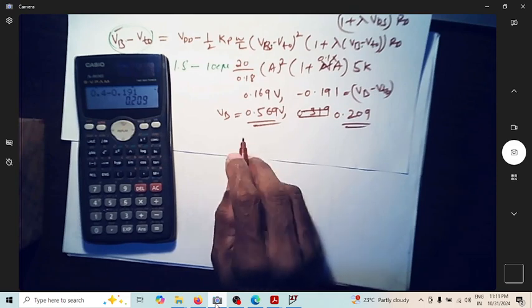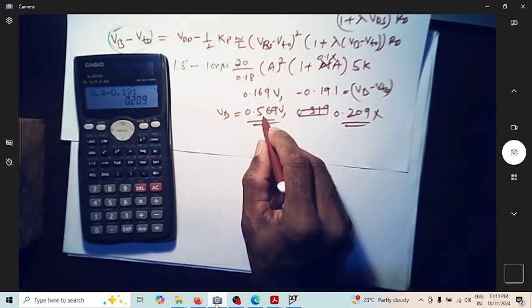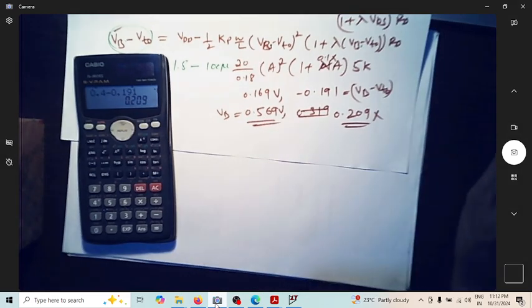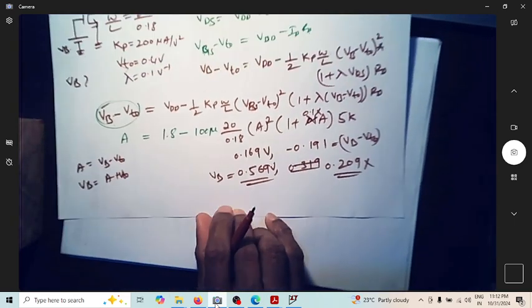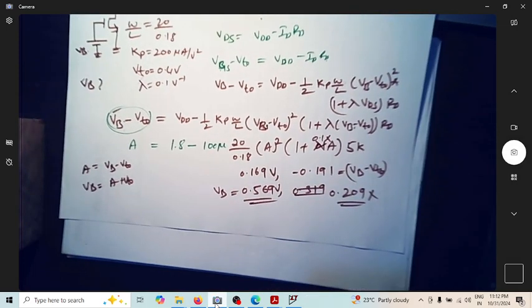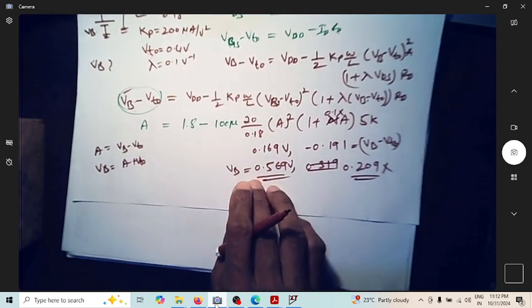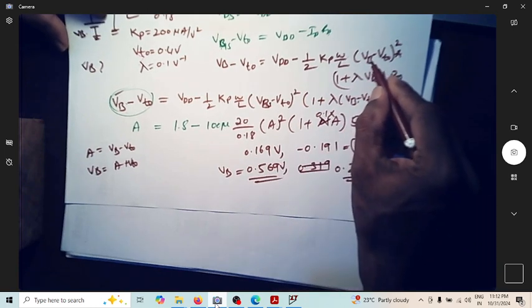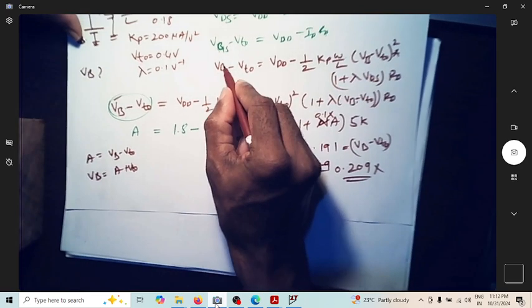Now since these are the two possible values, this cannot be the answer, so we are supposed to get the value of VB as 0.569. So this way we are able to find the value of VB, which is 0.569. To verify whether this value is correct or not, we'll substitute this value of VGS here in this VB and try to find out what it is.